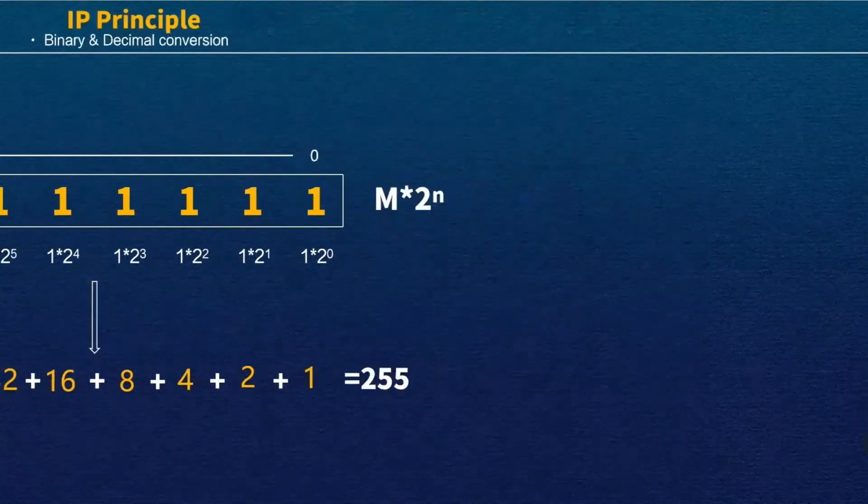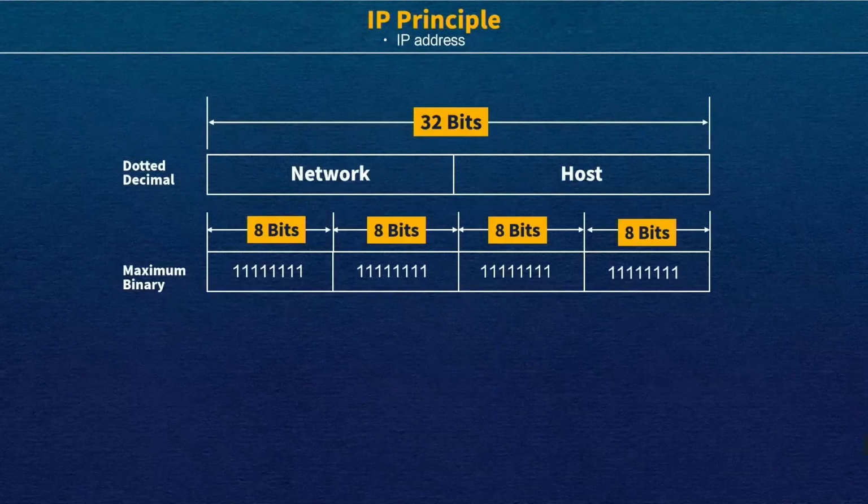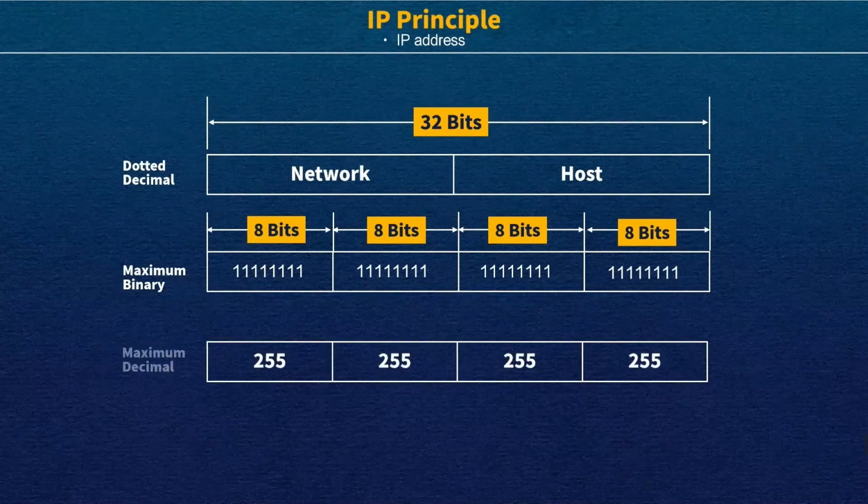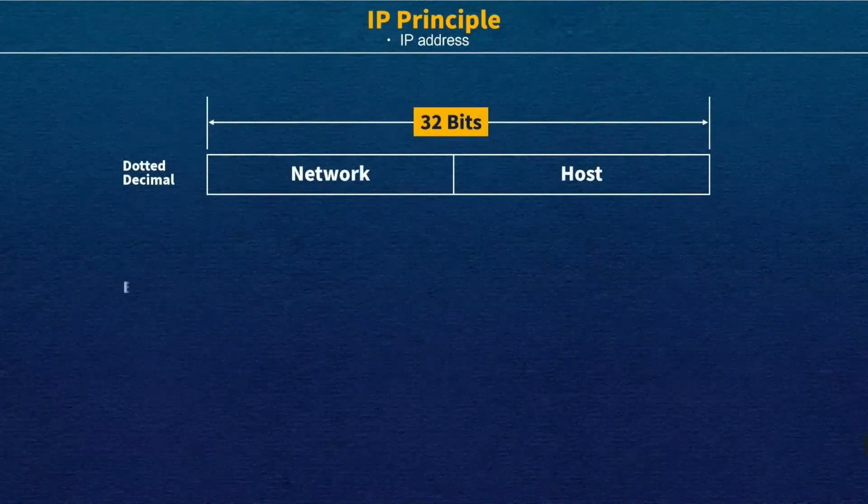So let's come back to the IP address. Now if we use the maximal binary, that means 4 parts, each part has 8 bits, right? And each bit is 1. The result will be 255, 255, 255, and 255. So that's the result. This is the maximum decimal number.